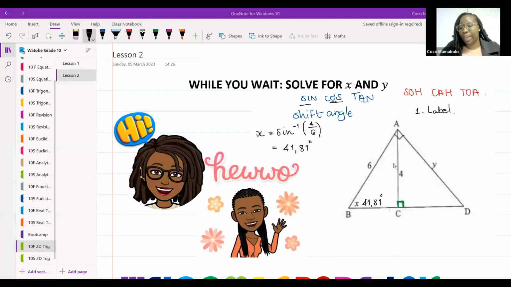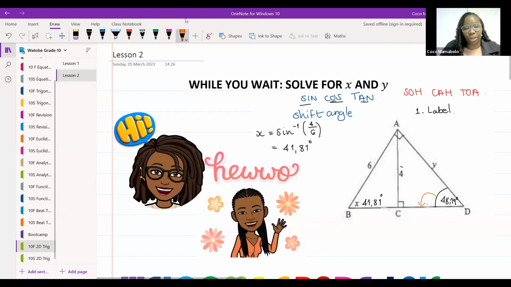Okay, Caitlin says 48.19, and I agree, 48.19 degrees. Excellent. And now that we have this angle over here, we can label. What are we going to call this side, the one right next door to my reference angle? What do we call that side?